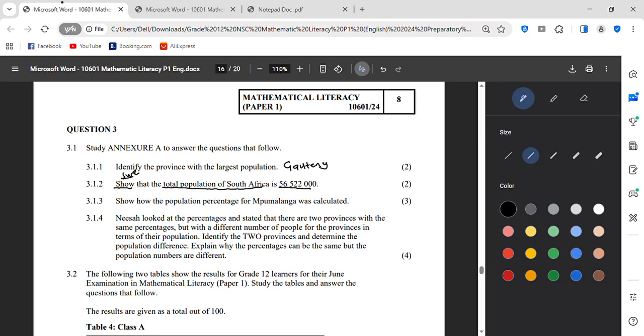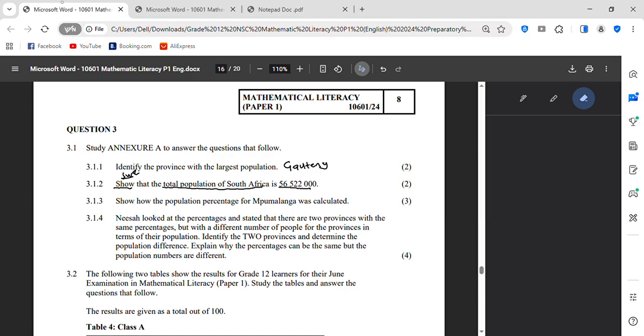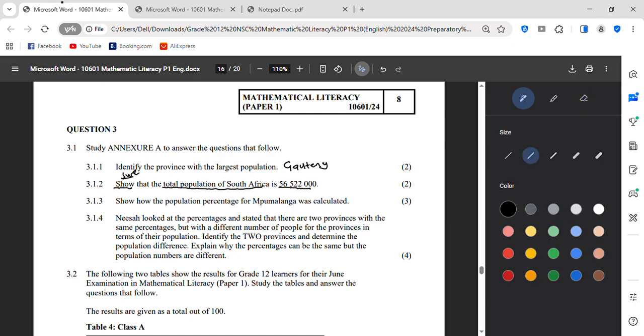What is 314 saying? 314 is saying NISA looked at the percentages and stated that there are two provinces with the same percentages, but with a different number of people in terms of their population. Identify the two provinces and determine the population difference. Explain why the percentages can be the same, but the population numbers are different.